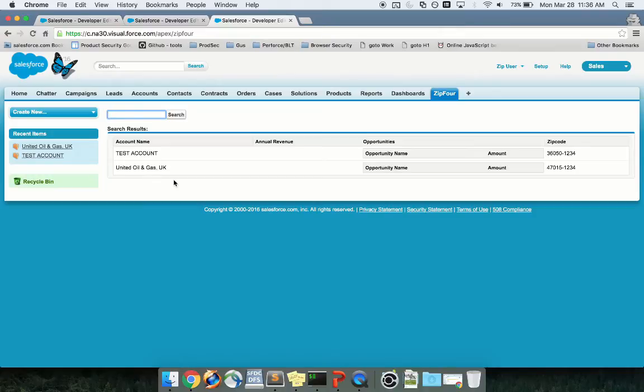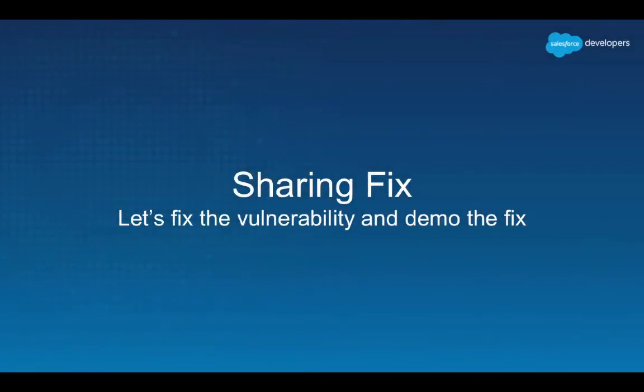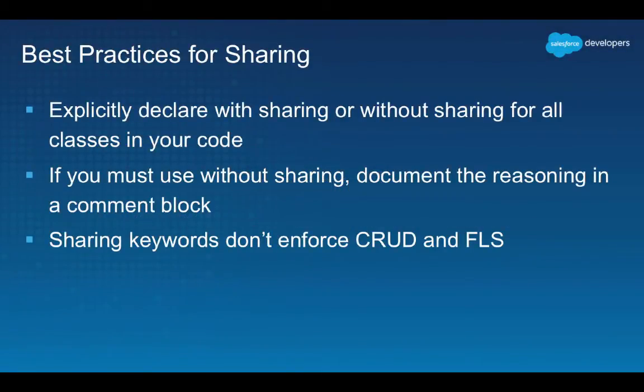Before we wind up this topic, let's talk about some best practices. When you're using sharing, make sure to explicitly declare with or without sharing in all the code. If you don't declare it, it depends on how it's called, and it may lead to problems in the future. And let's say you want to run some code without sharing. Document the reasoning in a comment so that other developers in your team can know about it.